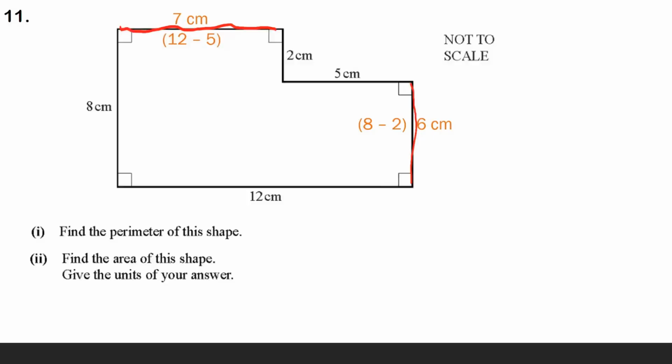Now the perimeter of the shape is just the distance around the figure. So just add all the sides, 8 plus 12 plus 6 plus 5 plus 2 plus 7. And the answer is 40 centimeters.